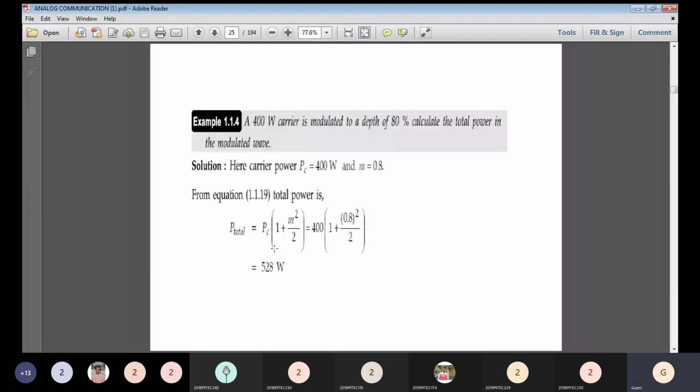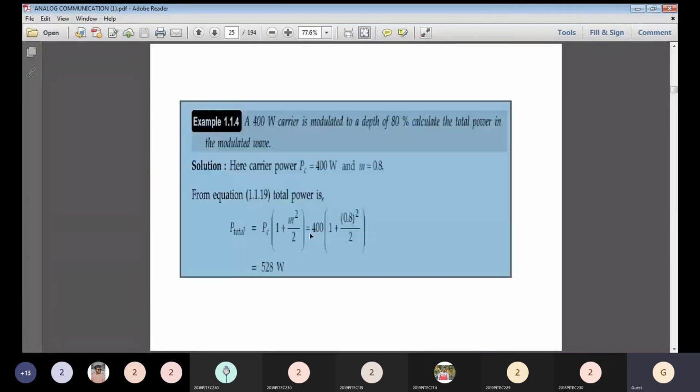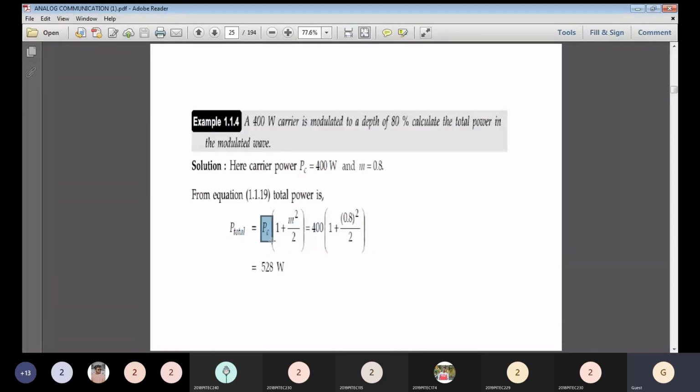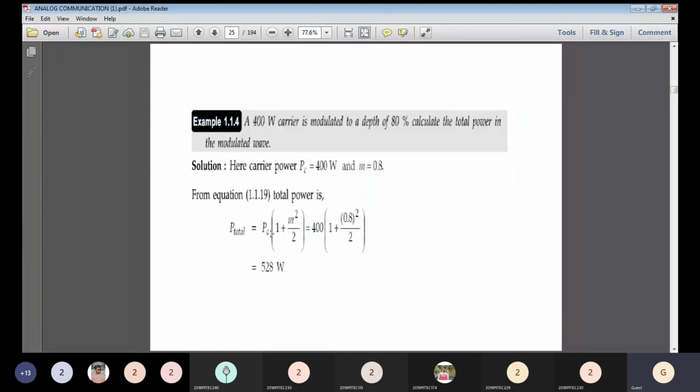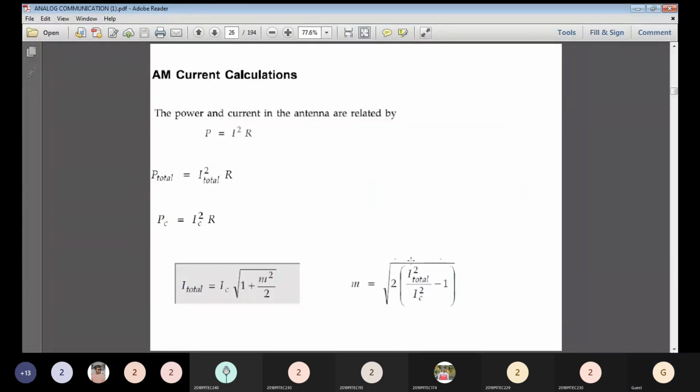So, for example, in this problem, the carrier power PC and M values are provided. Instead of that, they can give P total and PC. By giving the total power value and carrier power value, they can ask to calculate the modulation index value. Just do the reverse, that's all. This is the formula. If you know the formula, you can calculate any parameter. So the power calculation topic is over.